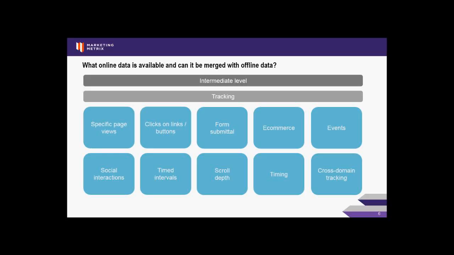All of this type of information can be tracked. We can also look at social interactions. So if you have social buttons embedded in your website, you can look at who's liked your Facebook page, who's followed you on Twitter. Timed intervals, so how many 15-minute slots do they spend on each particular page, for example, and you can set different types of timed intervals that you want to track.